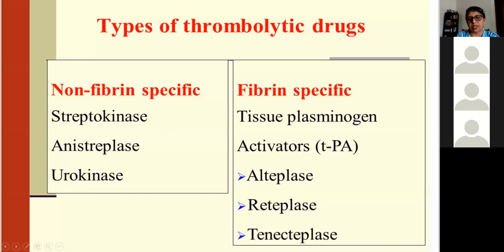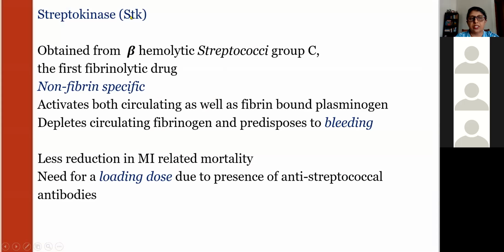This is the most important drug. So there are two groups of drugs, non-fibrin specific and fibrin specific. We will see them one by one. We will first see streptokinase. Streptokinase is actually obtained from the beta hemolytic streptococci group C, and as I have told, it is non-fibrin specific.